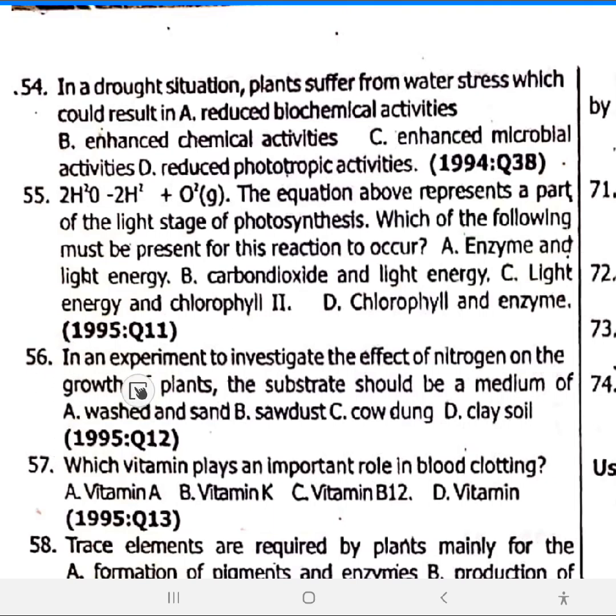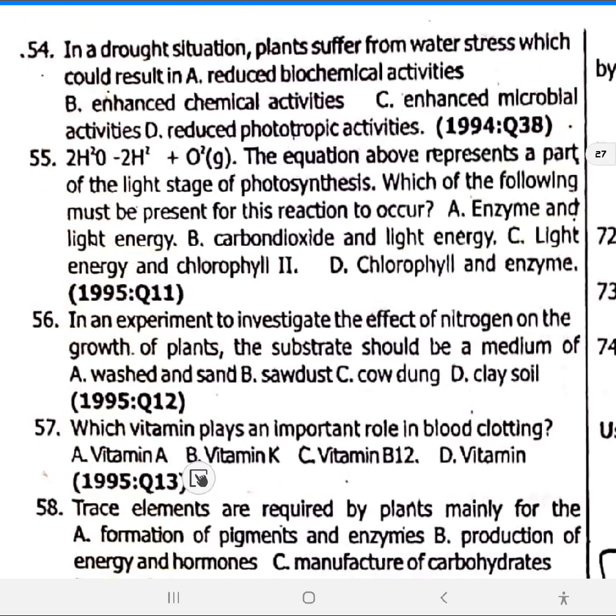56. In an experiment to investigate the effect of nitrogen on the growth of plant, the substrate should be a medium of nitrogen, that is cow dung, because cow dung has the element nitrogen in it. So 56 is option C. It's a rich nutrient. You could use it for fertilizer, so nitrogen is there.